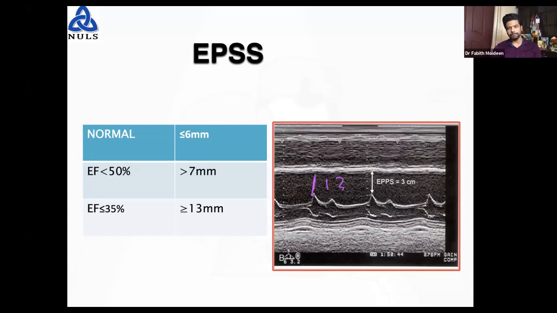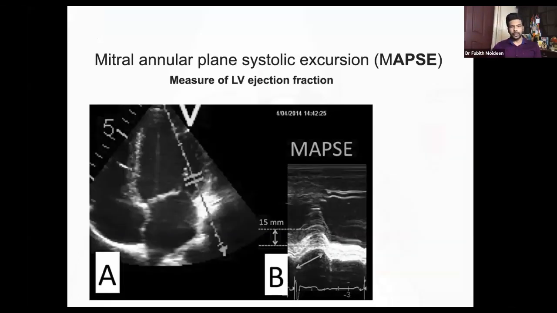All right. The other method you can use in your emergency and ICU is MAPSE, that is, mitral annular plane systolic excursion. What you're going to do is put the M mode right there in the annulus of the mitral, just next to the mitral valve. That's the annulus. You can put it medially or laterally. When you do that, you will get a wave like that.